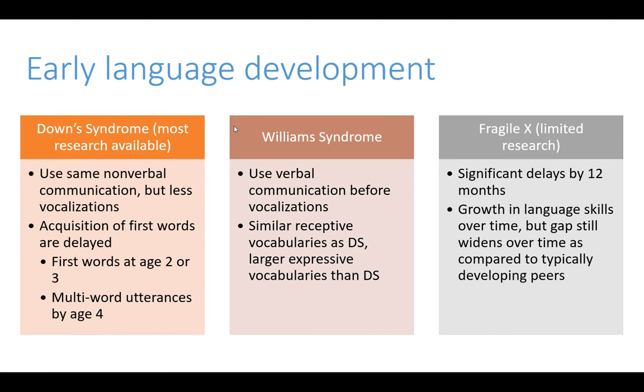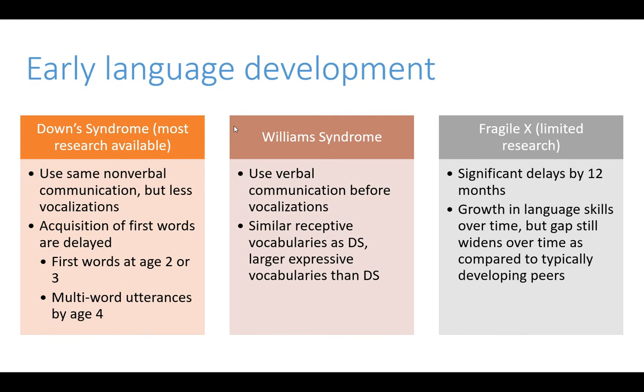Williams syndrome, they do use verbal communication, but they have similar receptive vocabularies as Down syndrome. So they might be delayed in their vocabulary, like what they understand, but they have larger expressive vocabularies, meaning they can tell you more than they can understand, and they can tell you more than a student with Down syndrome.